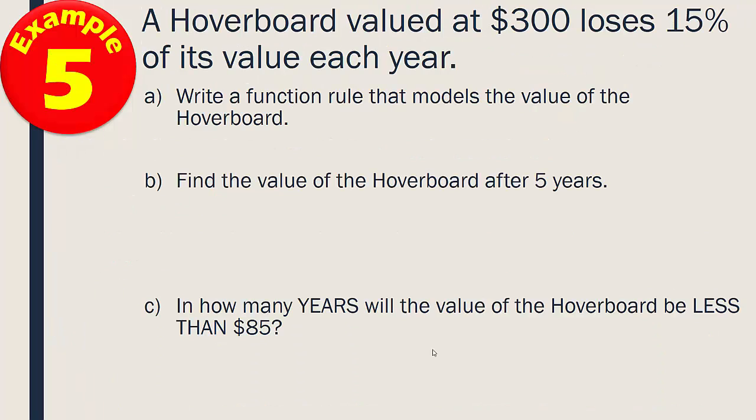A hoverboard valued at $300 loses 15% of its value each year. Write a function rule that models the value of the hoverboard. Well, right away we should know that this is an exponential function because we're seeing a percentage sign.